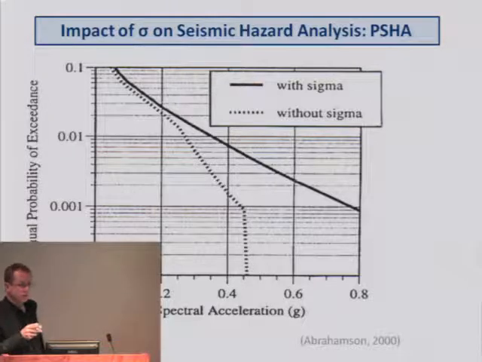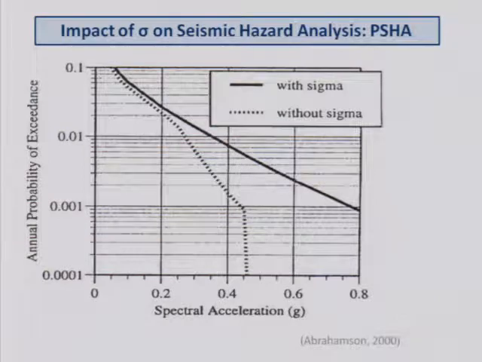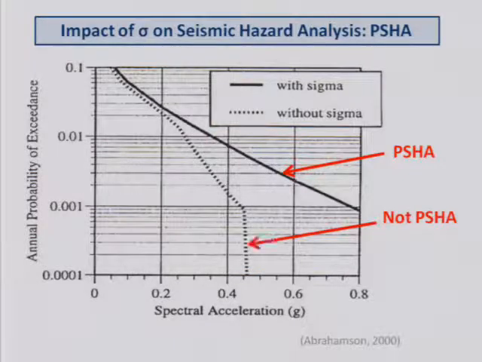If we don't include sigma, which is still frequently done, then we get hazard curves which look like this. And at around this point in the calculation, what happened was they took the largest magnitude to the edge of the closest seismic source, and they couldn't make things any worse. So the hazard begins to saturate. In very simple terms, that's a PSHA curve, and this is not PSHA.